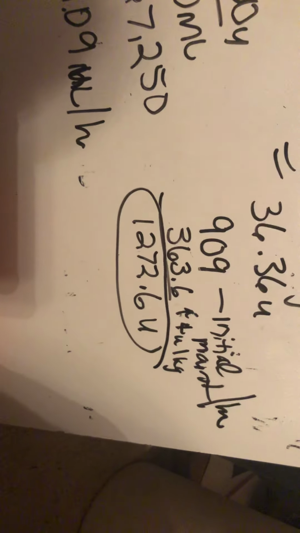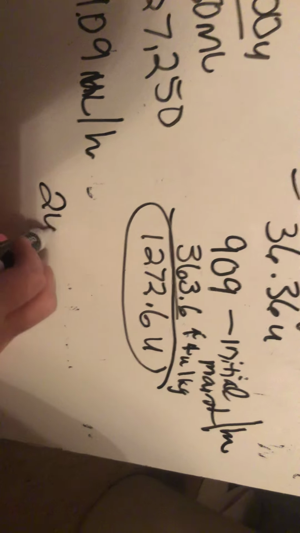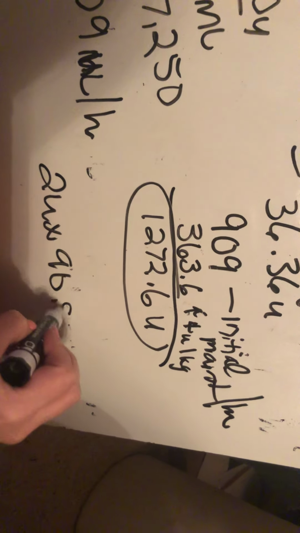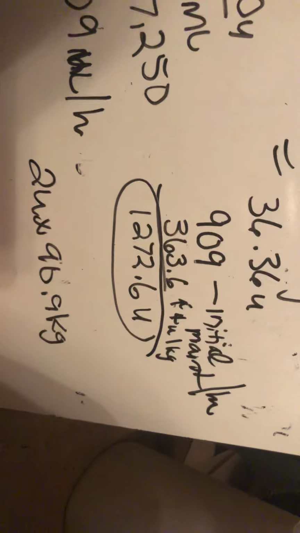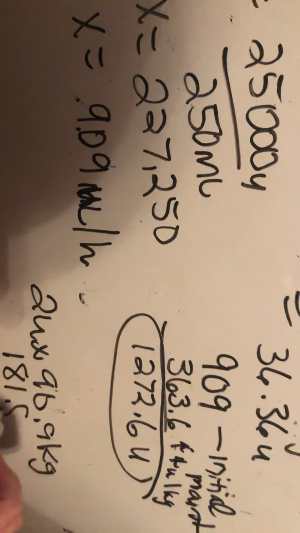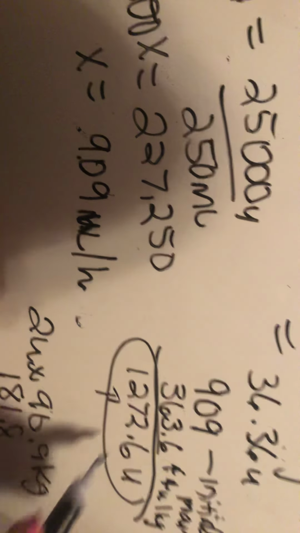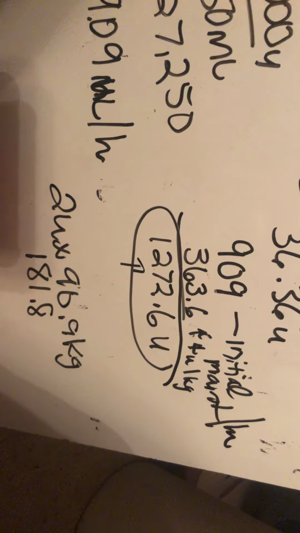And then if it asked us to decrease by 2 units, then we would just multiply 2 units times 90.9 kgs. That would give us 181.8, and we would just subtract that from this, and that would give us a new maintenance rate if it told us to decrease. And then if we want to find out how many milliliters per hour, we're just going to come back and we're going to use this concentration.